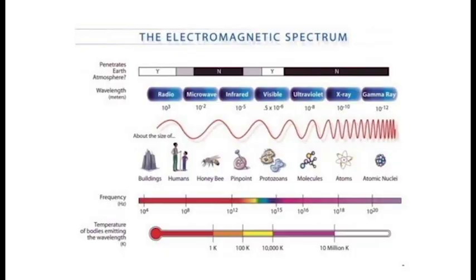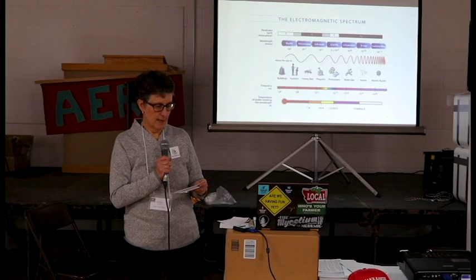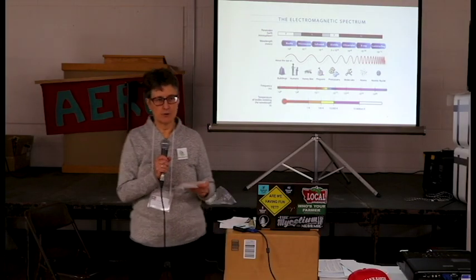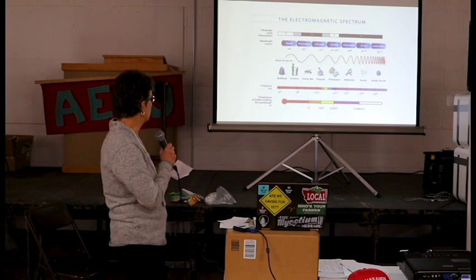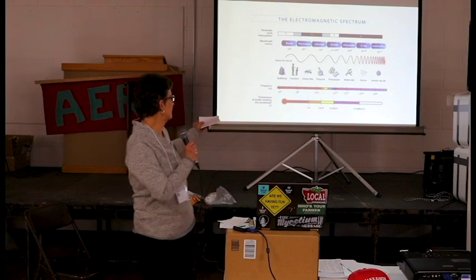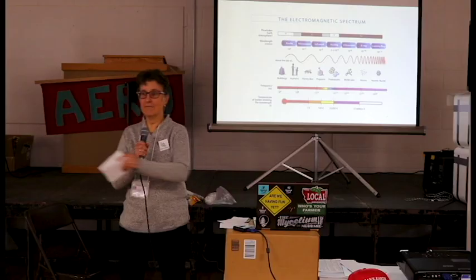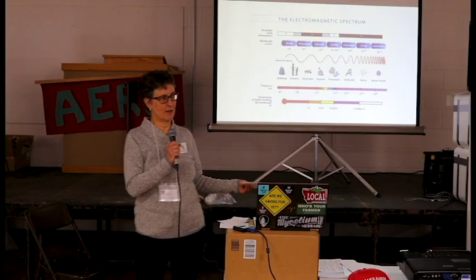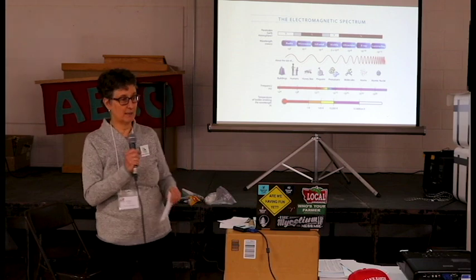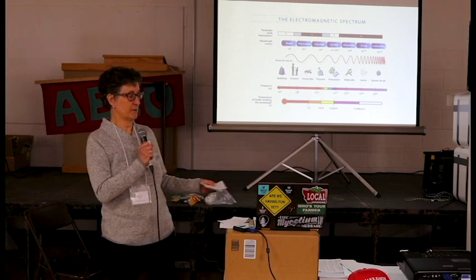So let's unpack that a little bit. The sunlight and infrared are both types of electromagnetic energy, just different wavelengths. I love this slide because it shows you how long a radio wave is, as long as a person, and a gamma ray is as big as an atomic nucleus. They're all electromagnetic, but they have different personalities. They interact with matter differently, and matter has different personalities too.